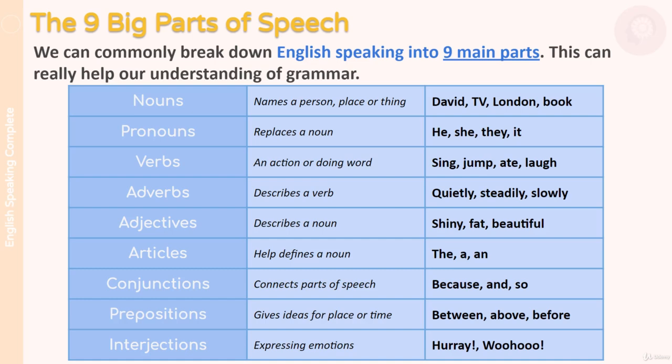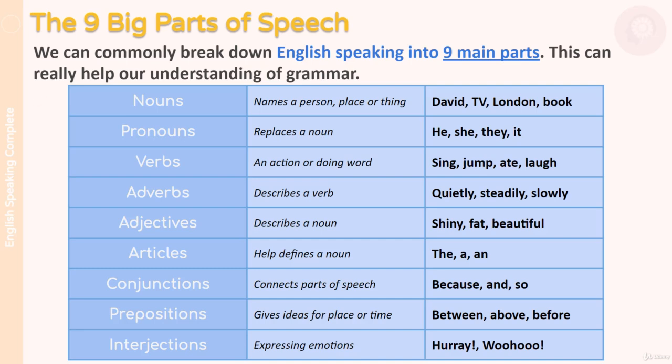On the left, we have a list of our 9 main parts. So we'll start with nouns. Some of you may have heard of some of these, but I'll be going into a bit more detail throughout this video. So nouns are the names of a person, place, or thing. And here we have David, TV, London, book.